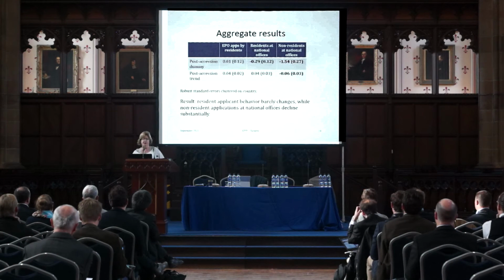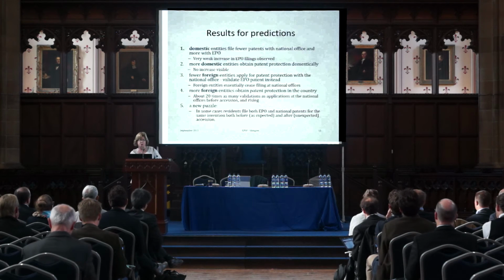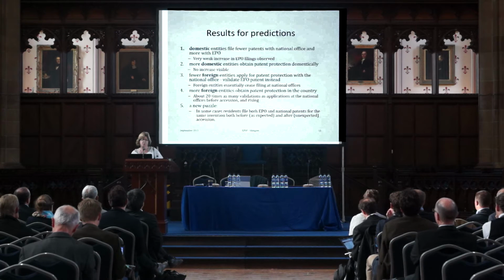Now, we do a regression. The reason we do the regression is purely because there are different time periods here and we want to adjust for that in countries and so on. But it says the same thing, so I won't spend time on it. I'll just summarize my predictions. Domestic entities file fewer patents and more with the EPO. There's a very weak increase in EPO filings observed. More domestic entities obtain patent protection domestically. There's no increase visible.